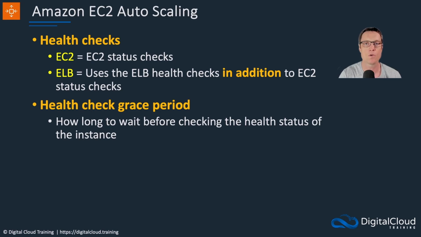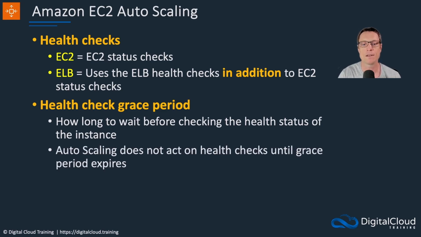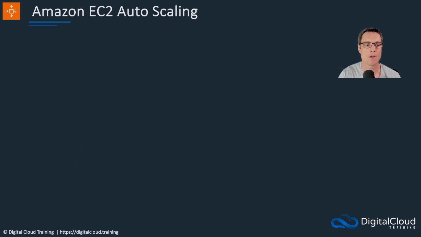We've got something called a health check grace period. This is how long to wait before checking the health of an instance. So we don't want the health check to start too quickly. If, for example, we're running some kind of bootstrap scripts or we're installing some applications and maybe the application's not quite ready yet. So we can give a little bit of a grace period to allow the system to come up once it's been launched and become operational. So auto-scaling doesn't act on health checks until that period expires.